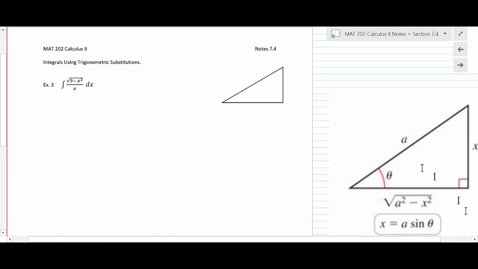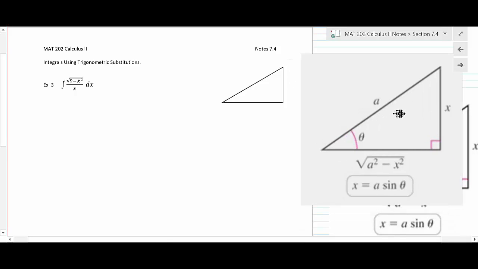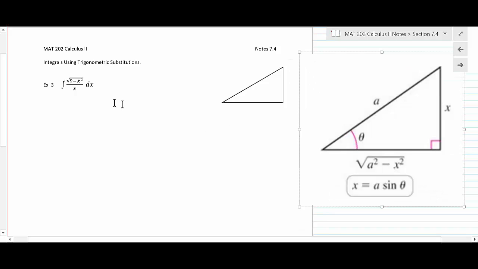So the first thing you want to look at is what you have. I'm doing lots of different situations. This one has a variable x in the bottom, but it's still the same idea. It's a squared minus x squared, so you're going to set your triangle up like this. First of all, tell me what a is in this problem. 3. Okay, that's important. That's 3 squared minus x squared.